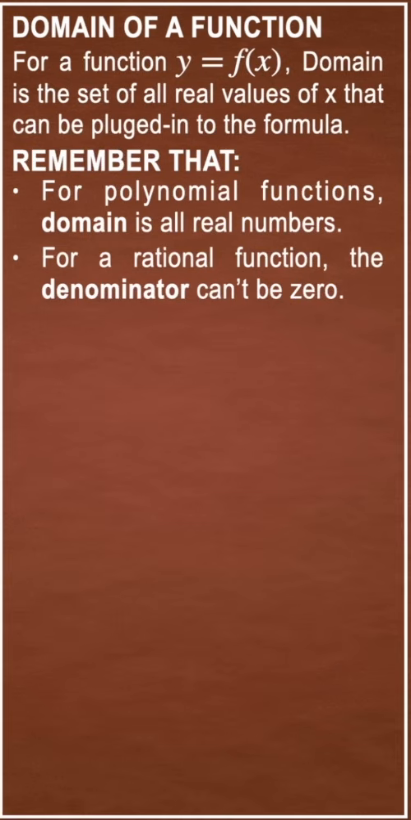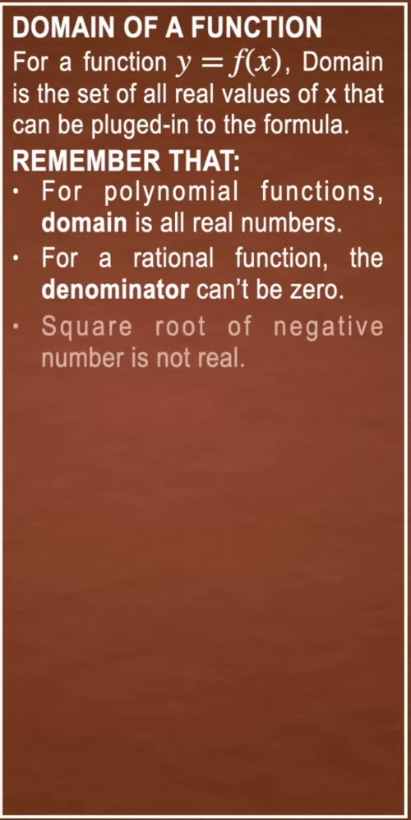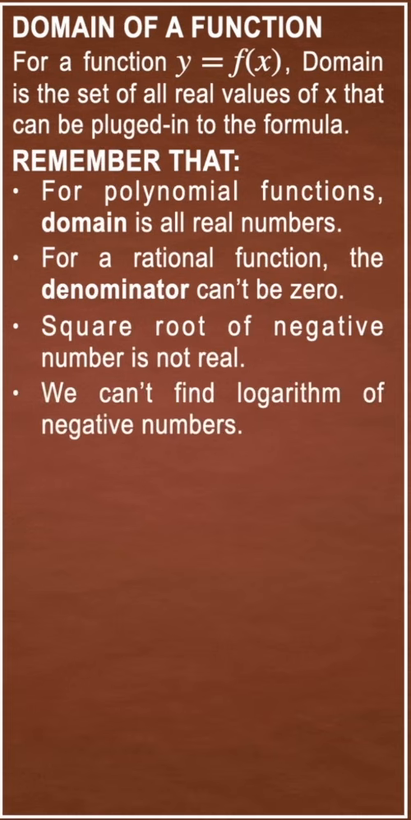For rational functions, the denominator cannot be 0. For square root functions, you cannot have a negative number in the square root, and also for logarithm you cannot have negative numbers. So for such functions, to find the domain, you find those values of x which cannot be plugged in, then all real numbers minus those values will be your domain.